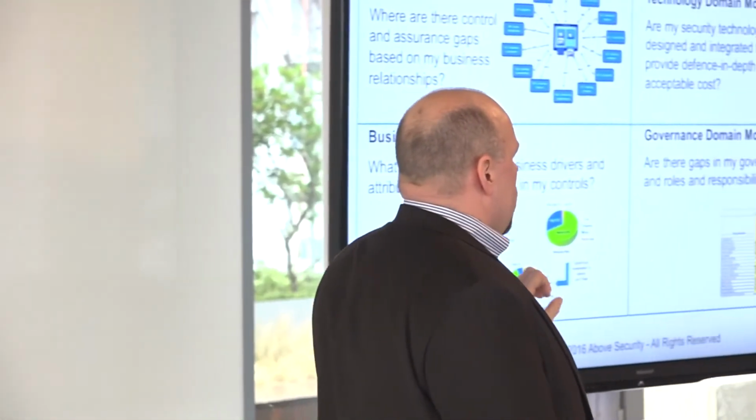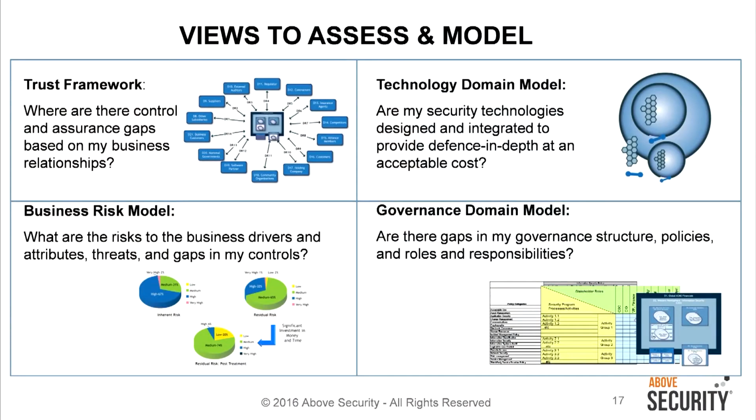And then the fourth area is around the governance domain model. And this is where I'm looking at overall, how do I actually structure my governance associated with the organization? Where do I set policy? Where are my risks owned, rather? Who has the enforcement associated with those policies, down to a roles and responsibilities layer.